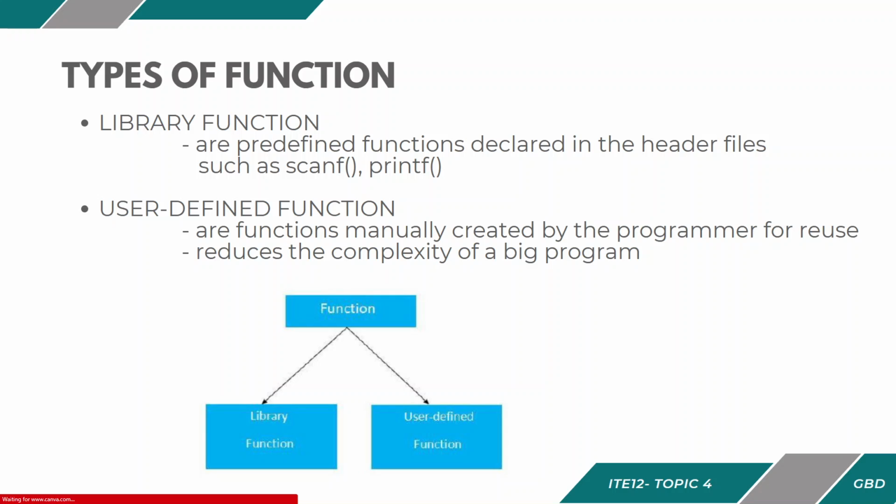And then we have two types of function, library function. These are predefined functions that are already available in C, built-in, or those functions that are included in your header files, such as the scanf function. So this is a function, this is a built-in function. And then printf is also a built-in function in our library, stdio.h.